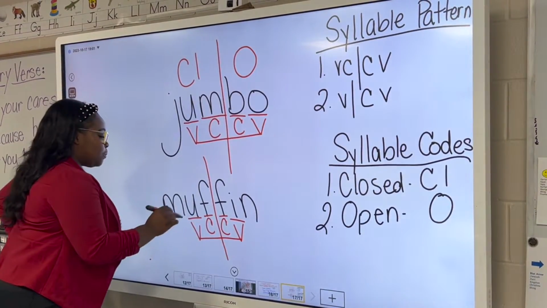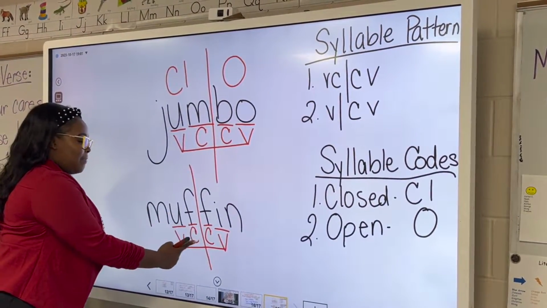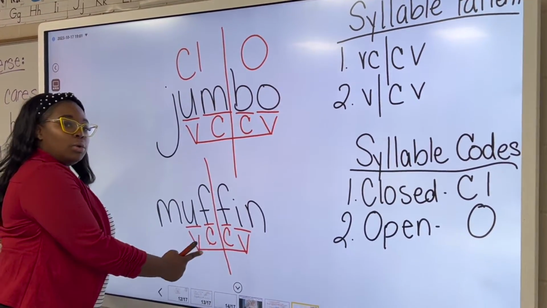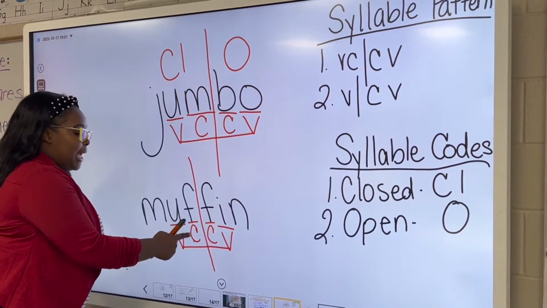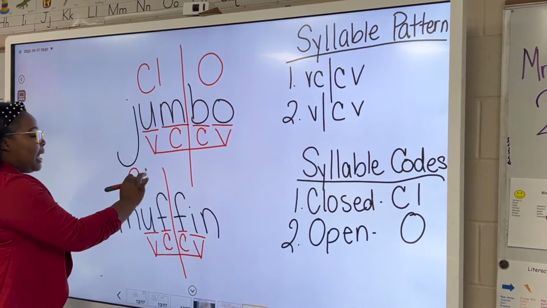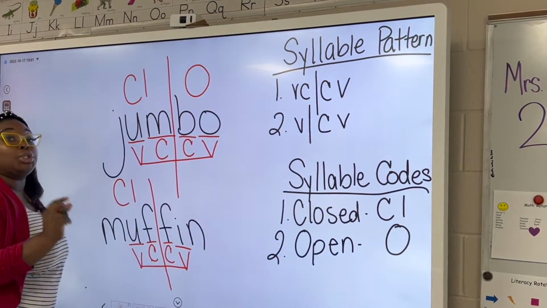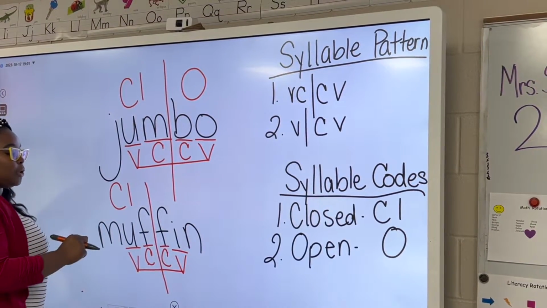I'm going to look for my vowel, okay? My vowel is a U. I'm going to look right behind my vowel. Is my vowel followed by a consonant? Yep, it sure is. So I'm going to code this CL for closed. That CL reminds me to use the short vowel sound, okay?